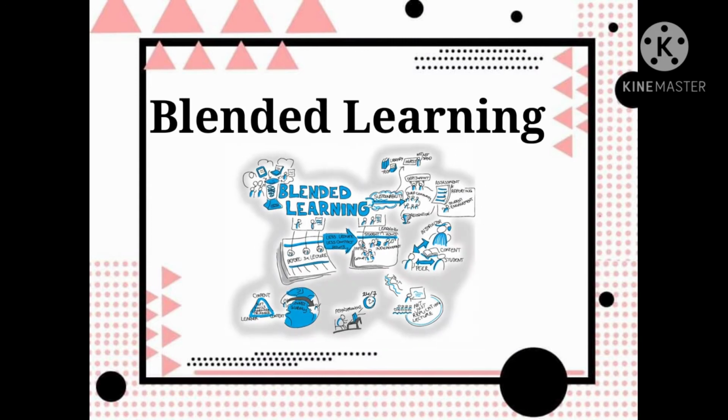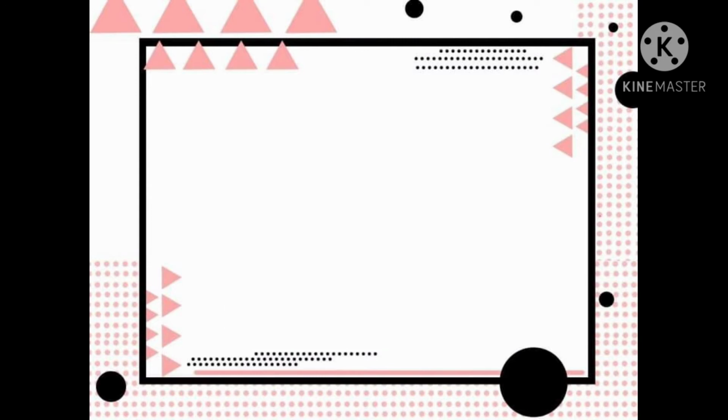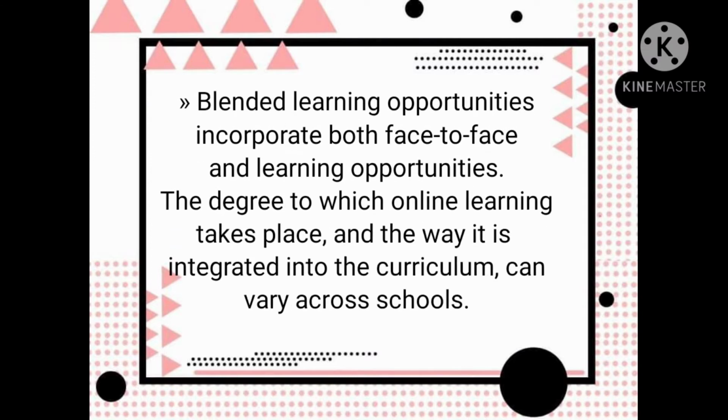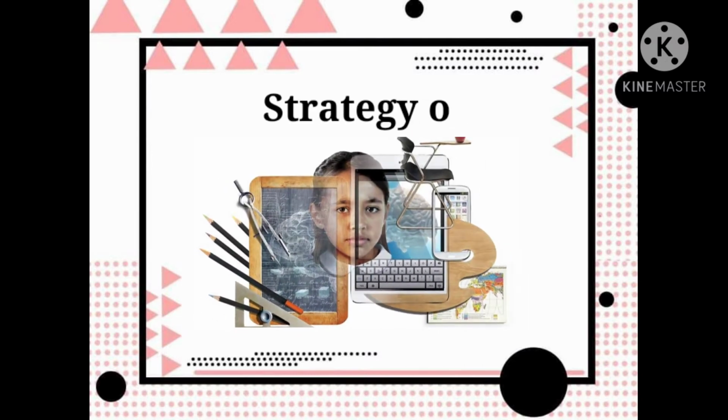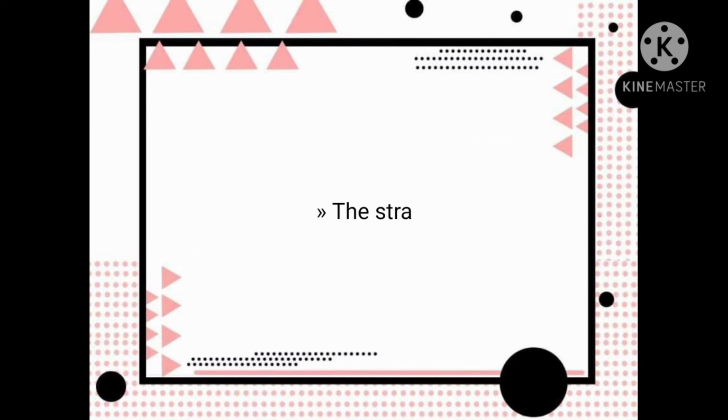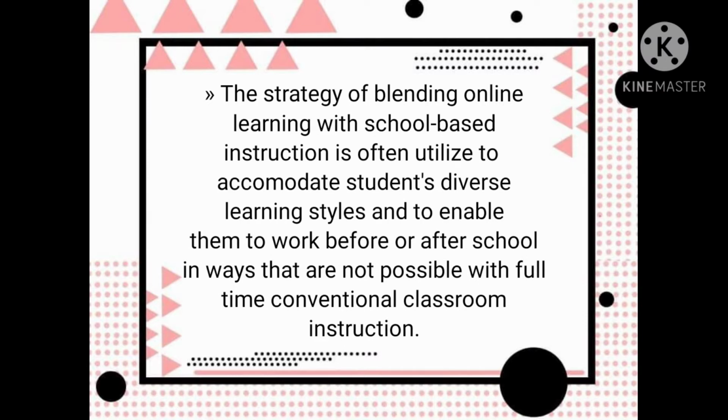And now let's move on. Next is blended learning. Blended learning opportunities incorporate both face-to-face and online learning opportunities. The degree to which online learning takes place and the way it is integrated into the curriculum can vary across schools. And now let's move on to the strategy of blending. The strategy of blending online learning with school-based instruction is often utilized to accommodate students' diverse learning styles and to enable them to work before or after school in ways that are not possible with full-time conventional classroom instruction.